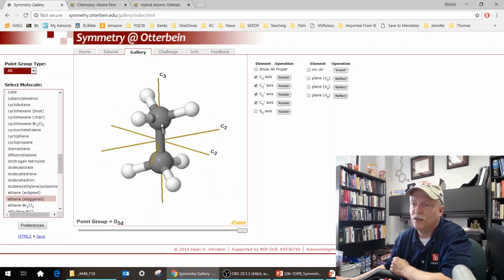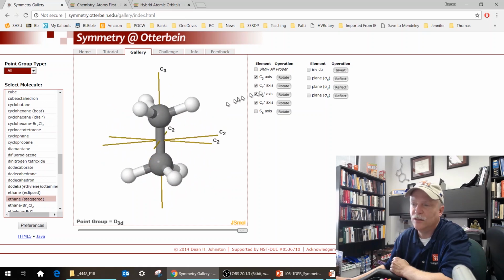So let's look at one of those rotations here. Let's pick this one. And so again, it's the C2 axis. It's a 180-degree rotation, and you're just rotating it around each of those three C2 axes.